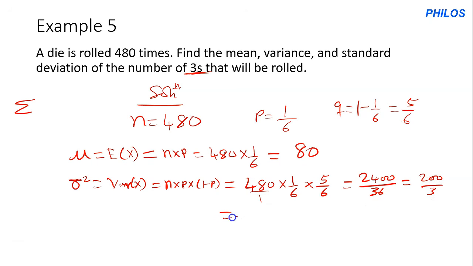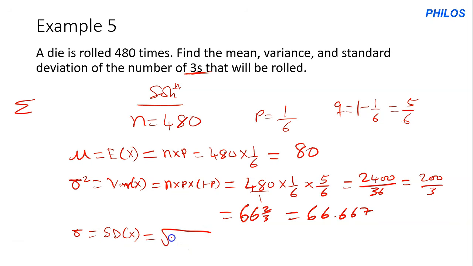If you are leaving your answer as a mixed fraction, then it should be 66 and 2/3. If you are leaving your answer in decimal, then it should be 66.667. Now to find the standard deviation, the symbol is sigma without a square. So SD of x should be equal to the square root of what you got for the variance, the square root of n times p times q. So the square root of 66.667 will give you 8.165. So that's the final answer to this.